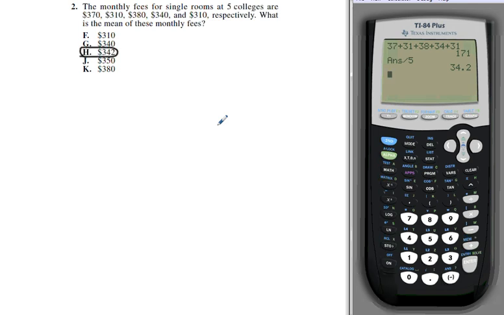If you're good with your calculator and punching in numbers, you don't even have to worry about doing it that way. Just know that average, you just add them all up and divide by the total number. This is definitely one that you would want to do right when you see it.